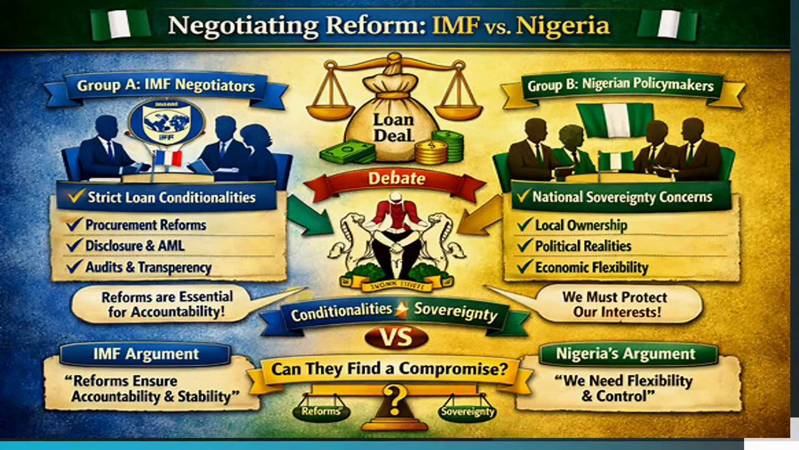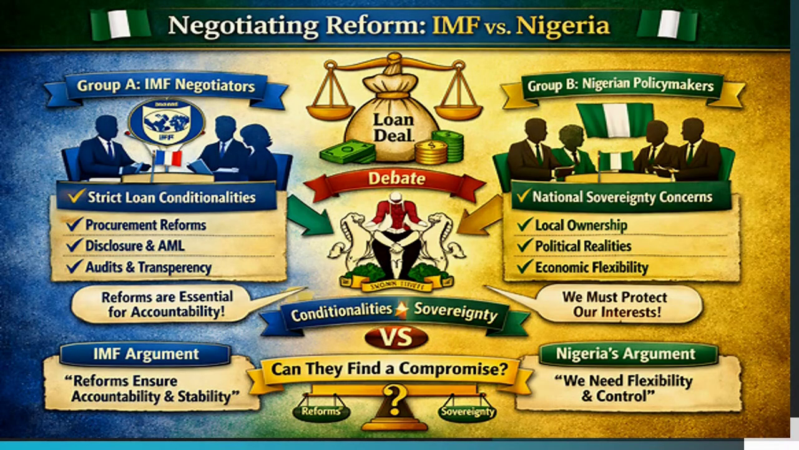Debrief. Which side made the stronger case? Could a compromise be reached? The lesson. Reforms succeed only when external discipline meets domestic ownership. Reflect on these questions. How do external conditionalities align with Nigeria's institutional framework? Do they strengthen inclusive institutions or risk reinforcing extractive ones?